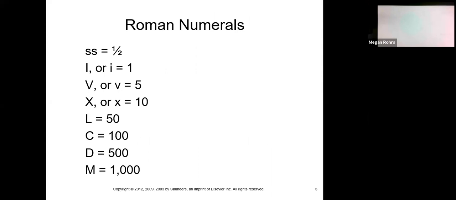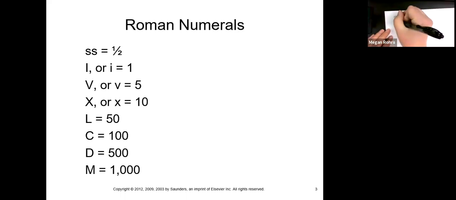So we're going to start out with this basic list of Roman numerals. I'm going to go ahead and write these down so we can use these as a reference as we get into some of these problems. So SS, most of the time it's going to have a line over that as well. SS is 1/2. And then we have I, V, X, L, C, D, and M.